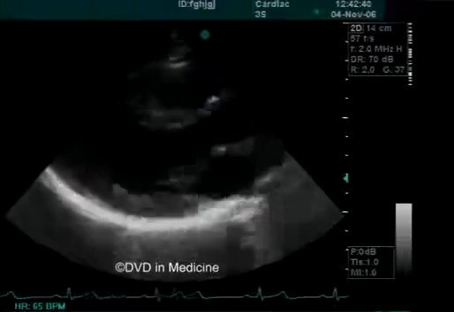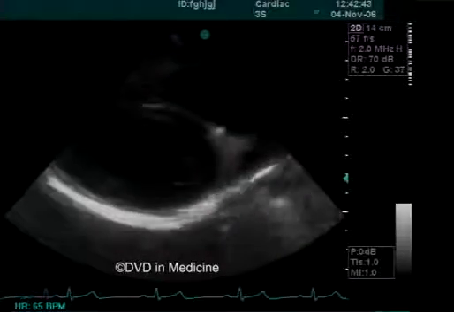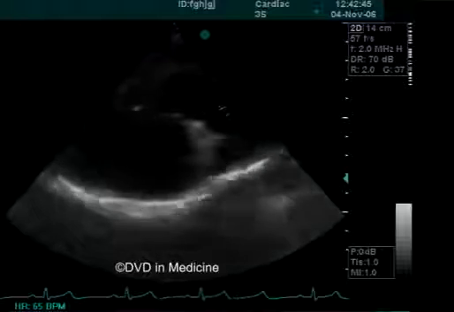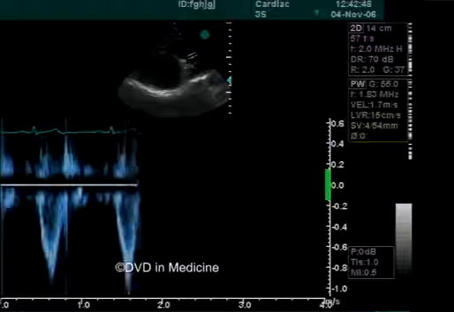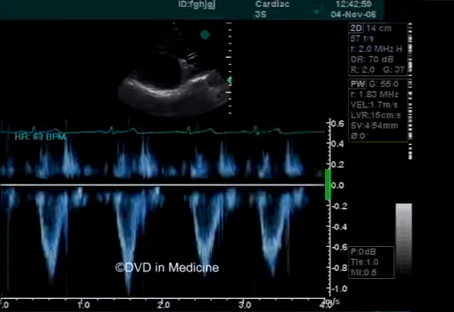If one places the pulsed wave sample volume at the level of the pulmonary artery valve or in the right ventricular outflow tract, one will obtain the pulmonary artery Doppler flow velocity.